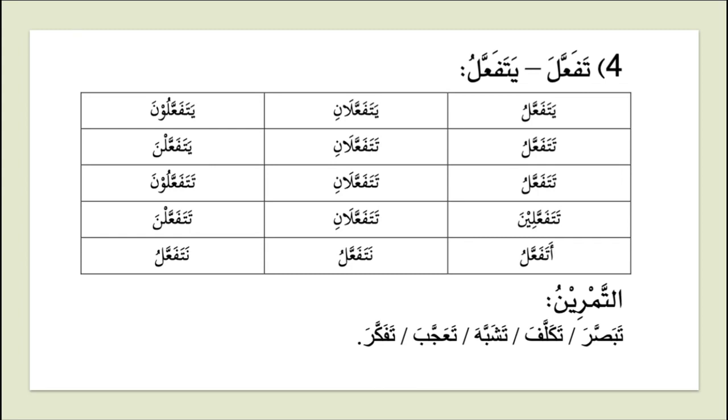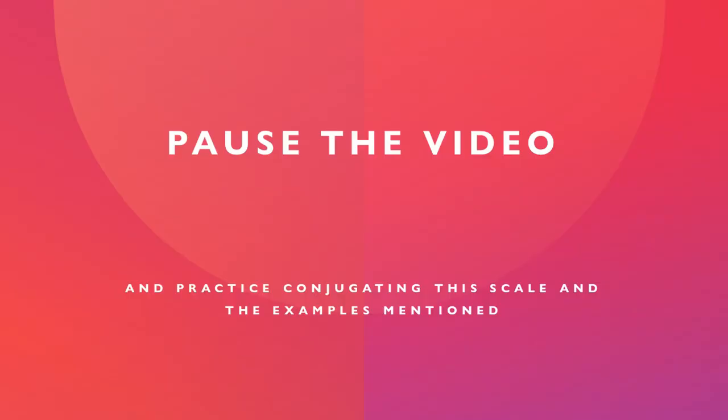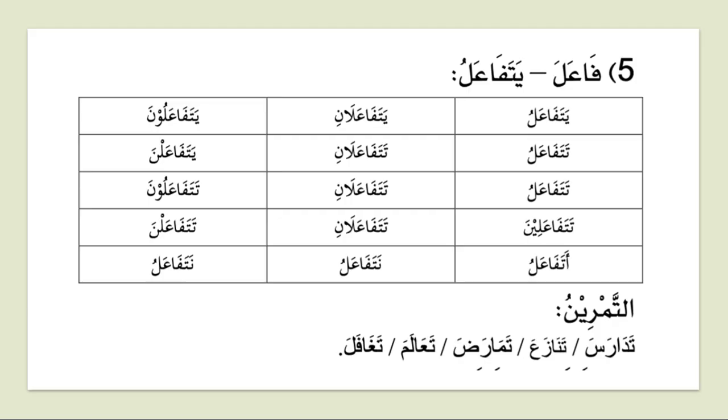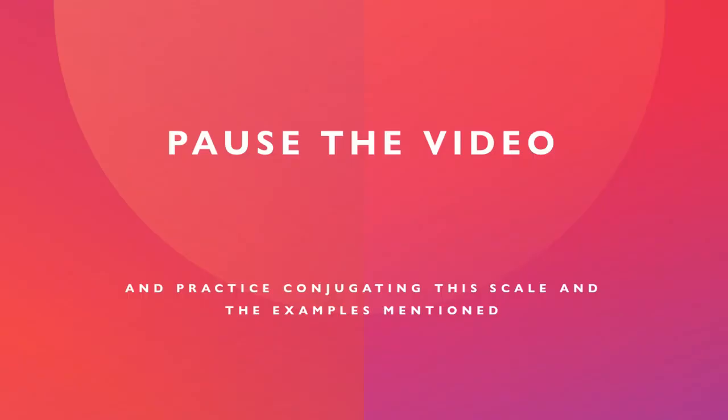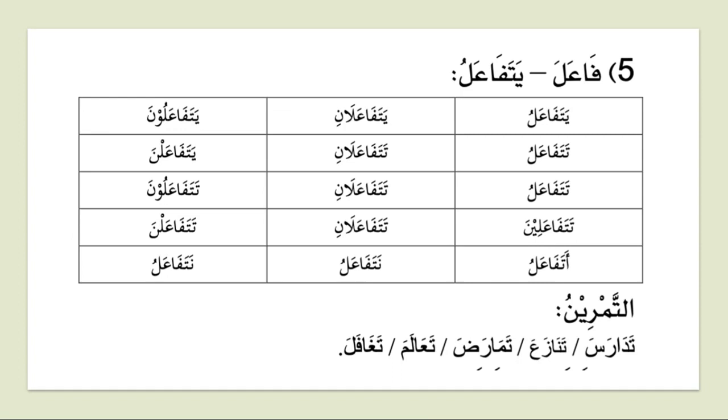The fourth scale, tafa'ala yatafa'alu, was not recorded in the audio. However, you should pause the video and conjugate by yourself. So fa'ala is the past tense, yatafa'alu is the present tense. Is that easy? Is that clear so far?